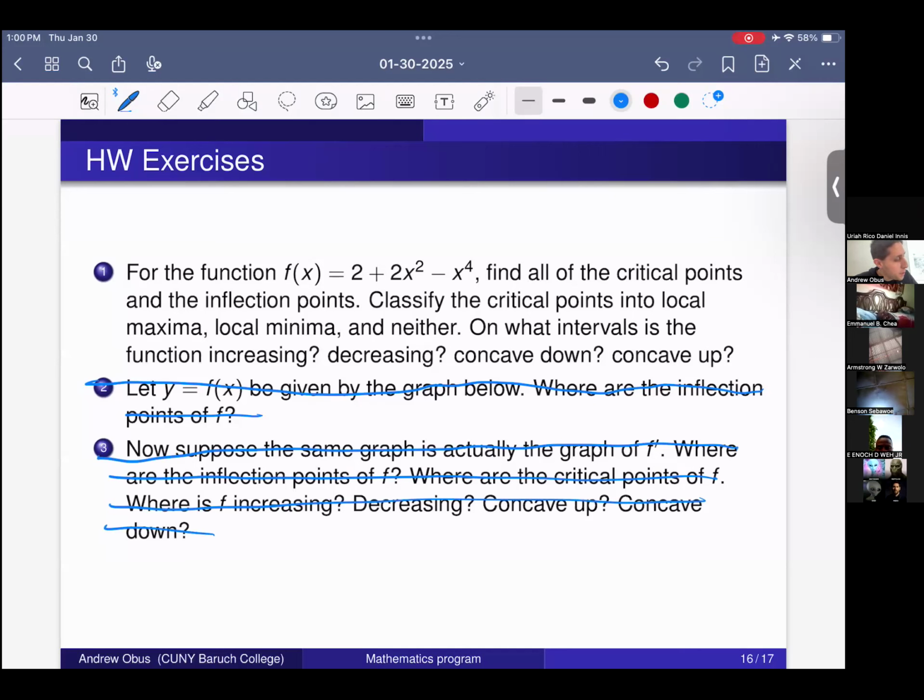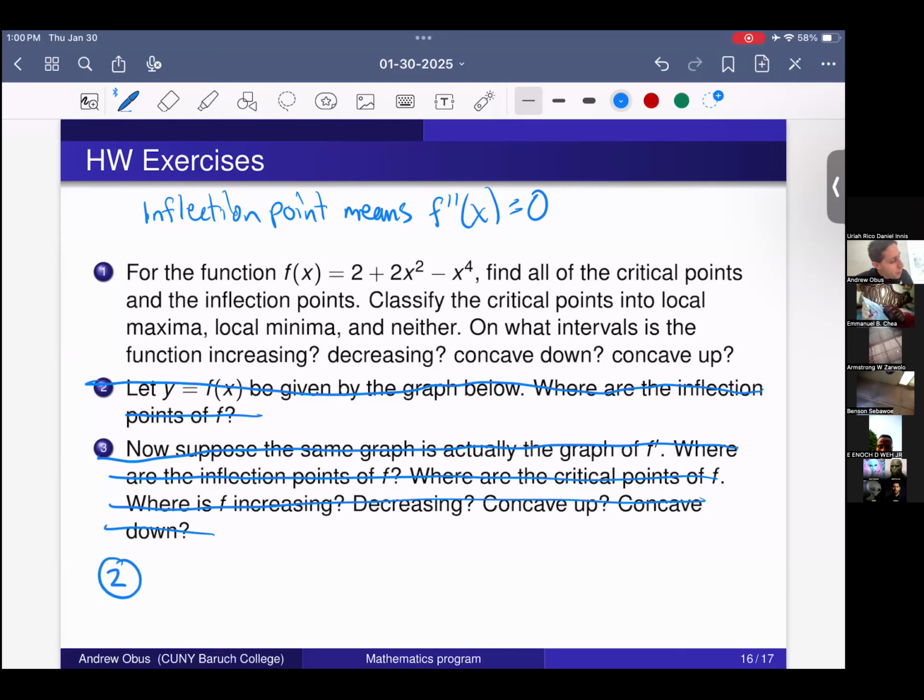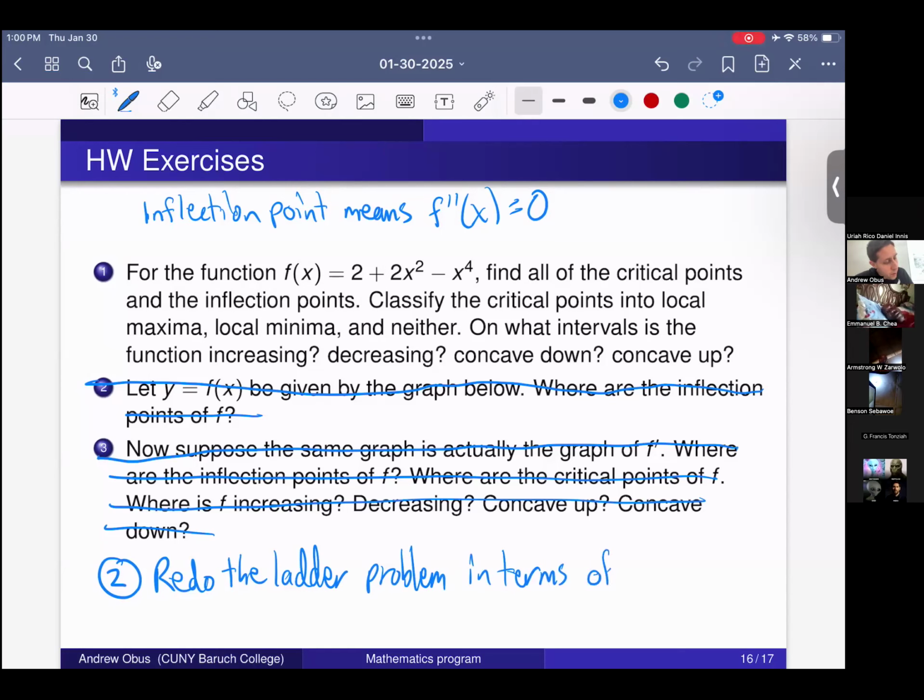So I'll just say for the purposes of number 1, an inflection point. I didn't define an inflection point. An inflection point means that f double prime of x is equal to 0. Okay, so it's kind of like a critical point, but for the second derivative. It's where you change from being concave up to concave down. So you can do problem number 1, and maybe problem number 2 is going to be try to redo the latter problem in terms of trigonometry.